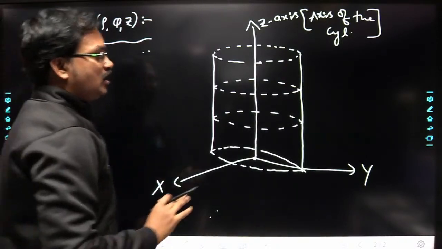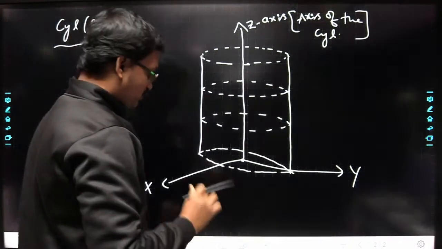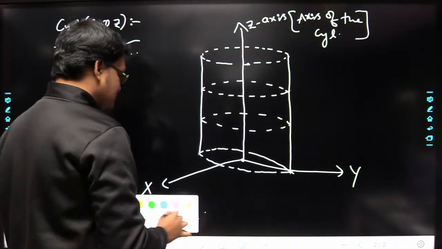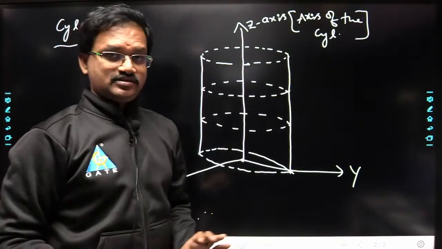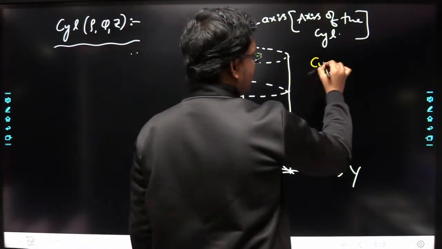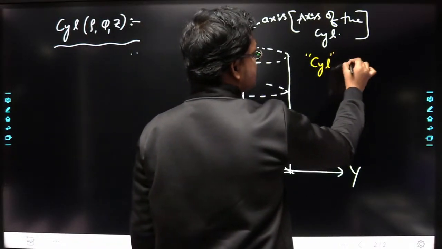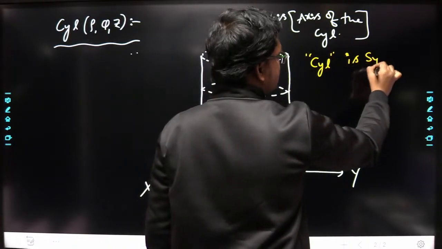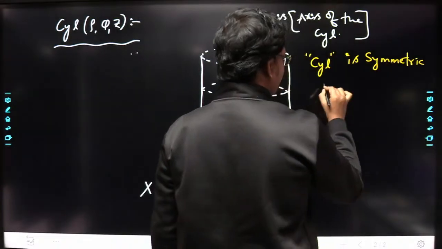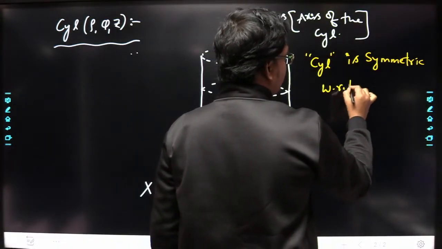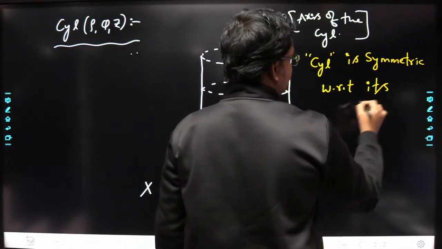Understood? Now in general we will say the cylinder is symmetric with respect to its axis. The cylinder is symmetric with respect to its axis.